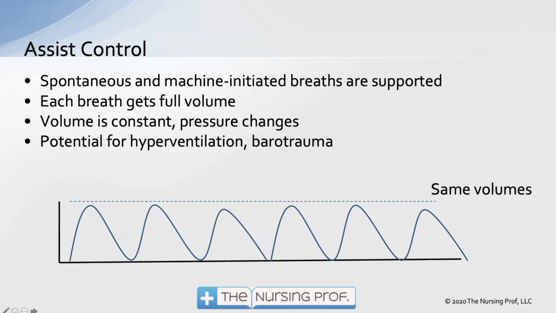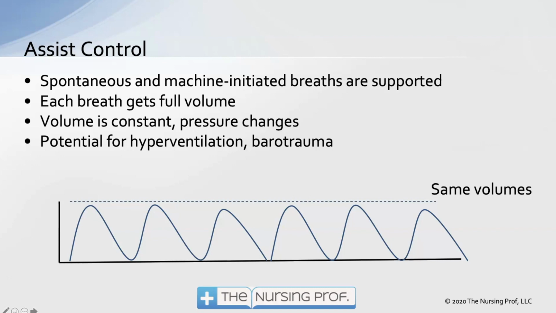One of the most common types of mechanical ventilation that's used is called assist control. In assist control, every breath is supported by the ventilator, whether it's a spontaneous breath or a machine-initiated breath. To clarify, a spontaneous breath is what you're doing right now. However, if we were to give you some anesthesia so that you were not breathing on your own, then we would need the machine to initiate breaths for you.